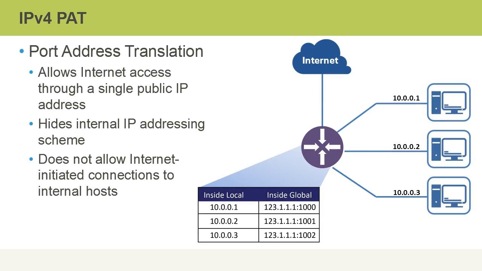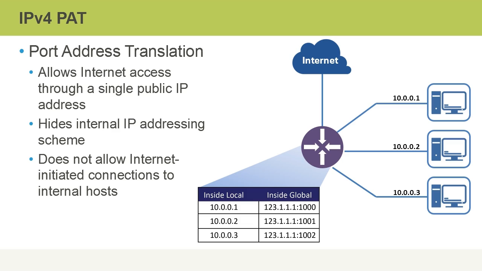IPv4 port address translation allows internet access through a single public IP address on the PAT router. It also hides internal IP addressing schemes for internal hosts going through the PAT router, and also it doesn't allow internet-initiated connections from the internet to internal hosts. Pictured in our diagram, we see three hosts on the inside network with addresses such as 10.0.0.1, .2 and .3. They would be configured to point to their default gateway, which is just a router, which in turn is configured with port address translation. Now that gets them out to the internet.